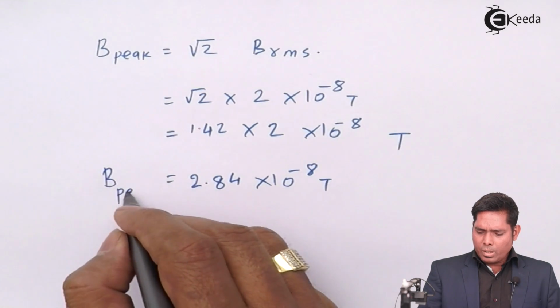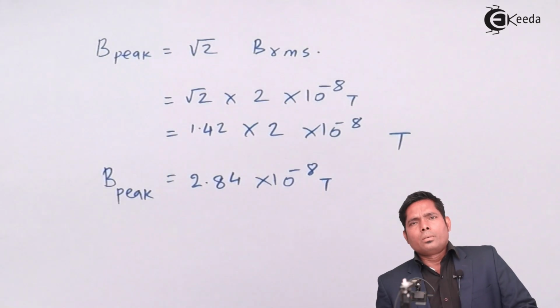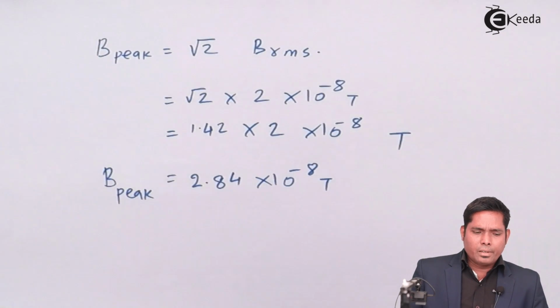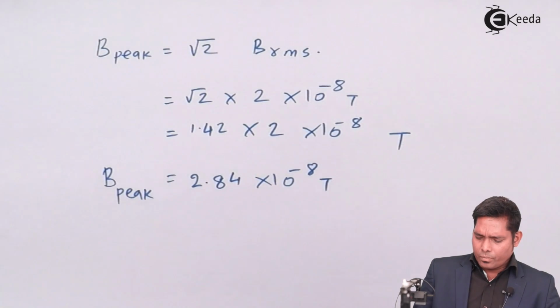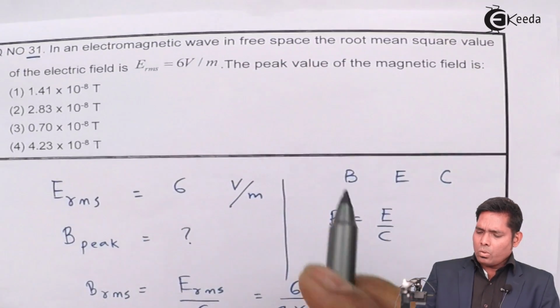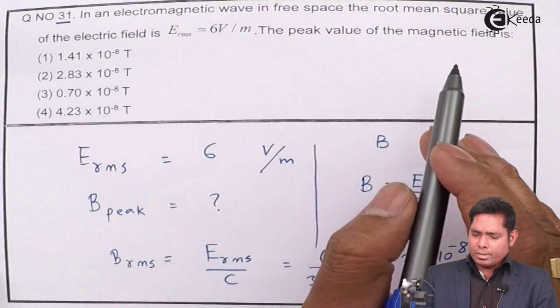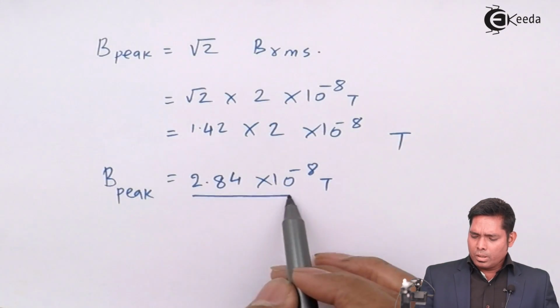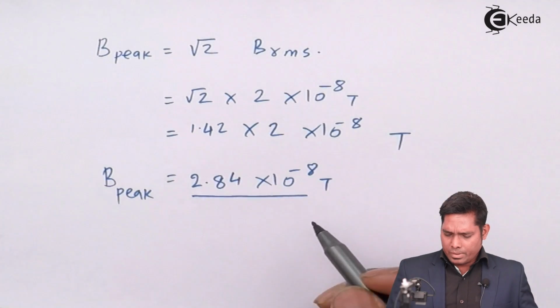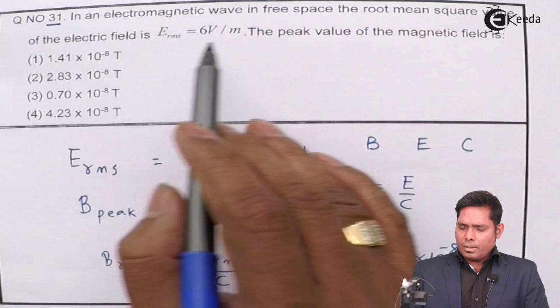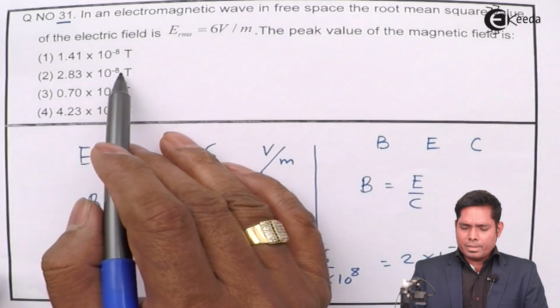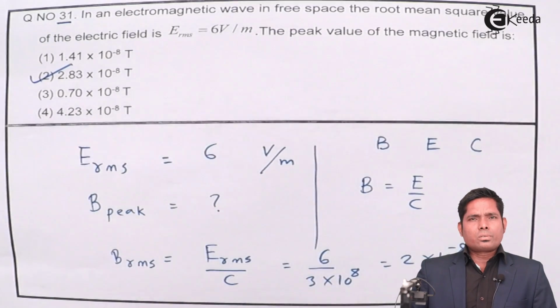This is the peak value of magnetic field in free space. Peak value of magnetic field is 2.84 times 10 to the power minus 8, approximately 2.83 times 10 to the minus 8. So this is the right answer to this question.